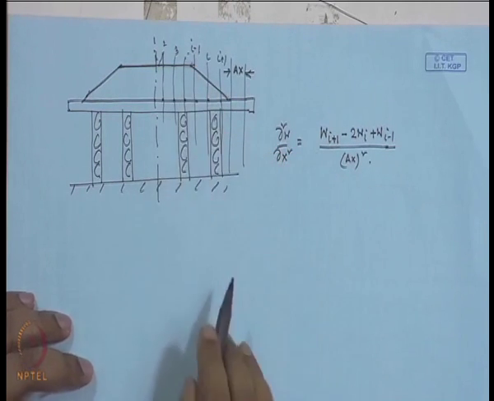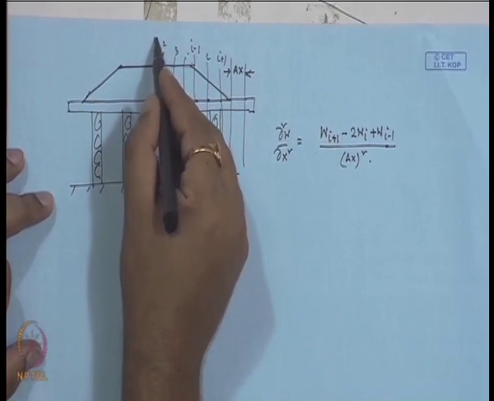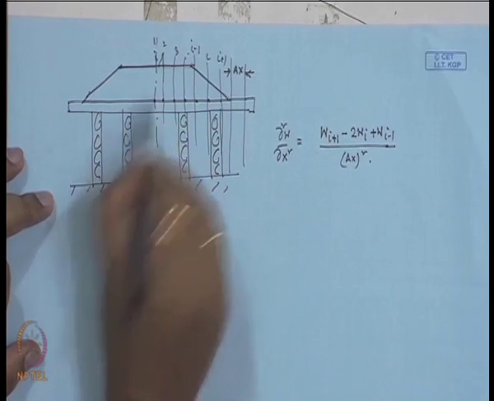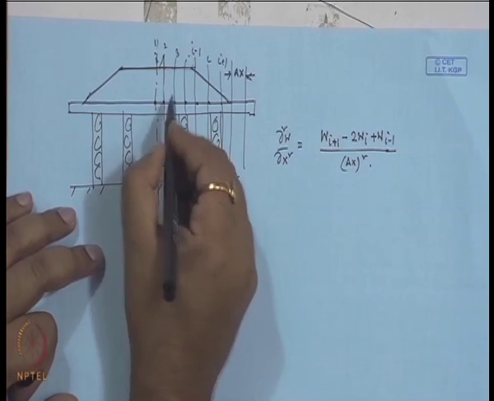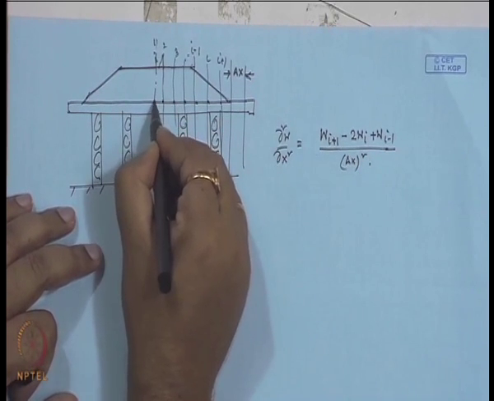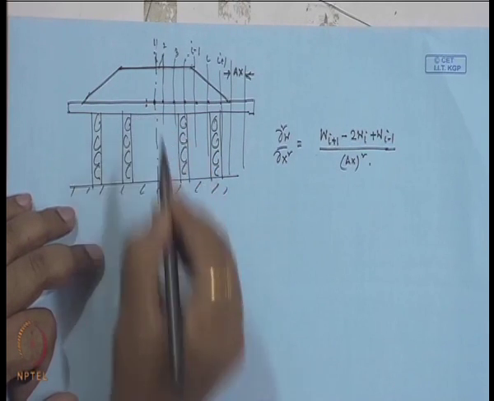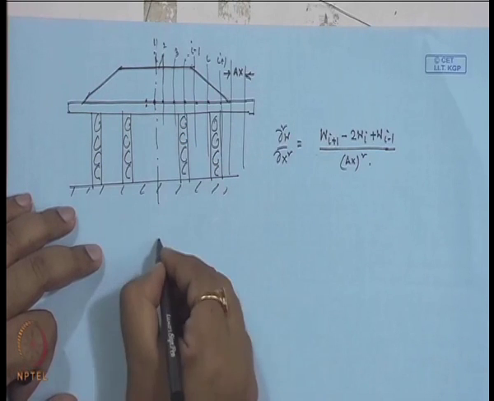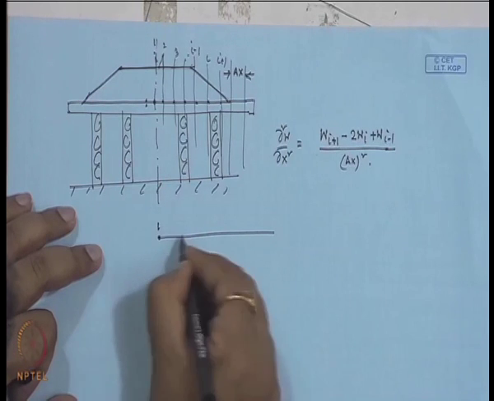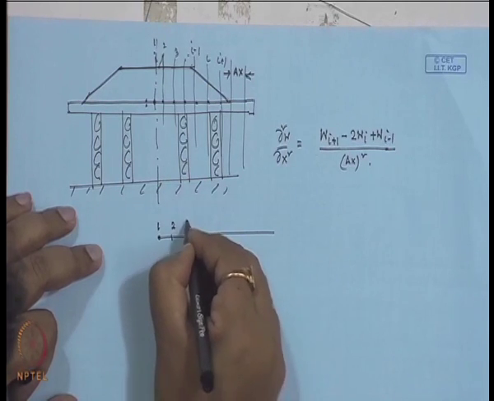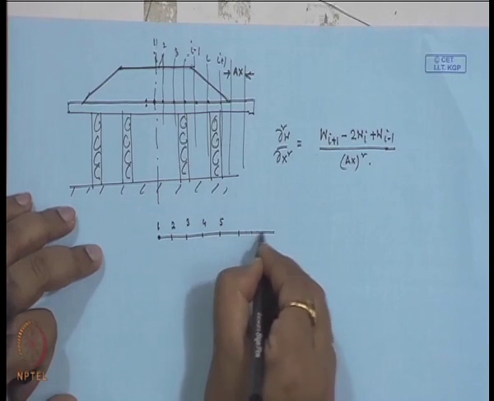Once we get that, we can use the same equation at every point. Now, one thing is that as the problem is symmetric, we will analyze this half portion, starting from 0. If we apply this expression at point 0, then we need one point i minus 1. But we do not have any node here. For example, this is node 1, this is node 2, this is node 3, this is node 4, node 5 and so on.